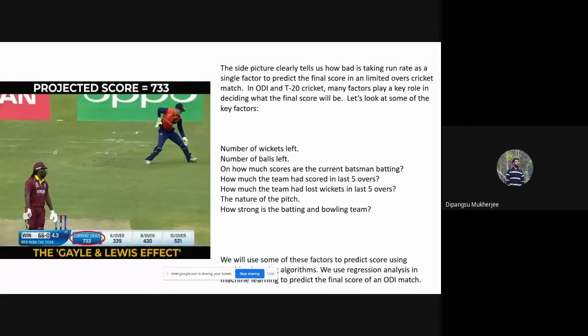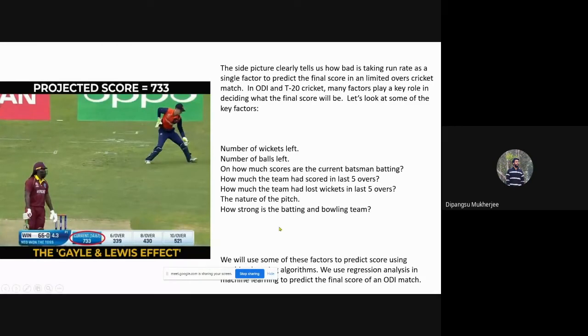So all these conditions will be there, and based on all these features, we want to predict our output: what will be the score after 50 overs. So this is the way. We will use our data set after that, and you can see this type of thing will be there to predict the score very accurately.